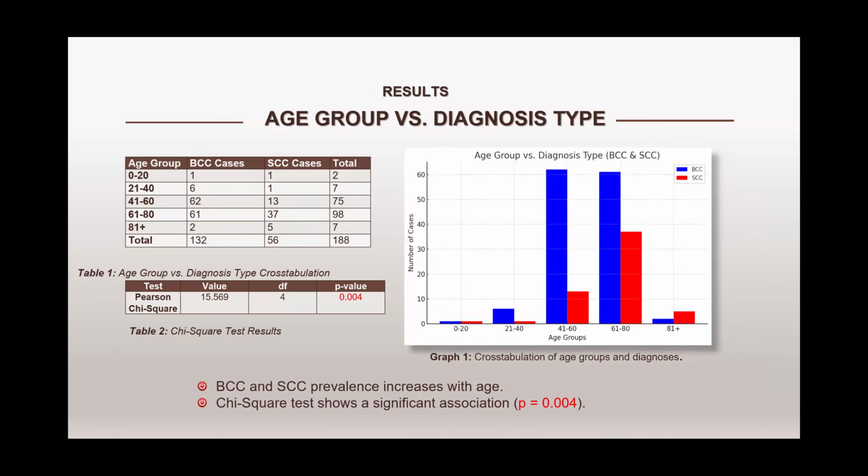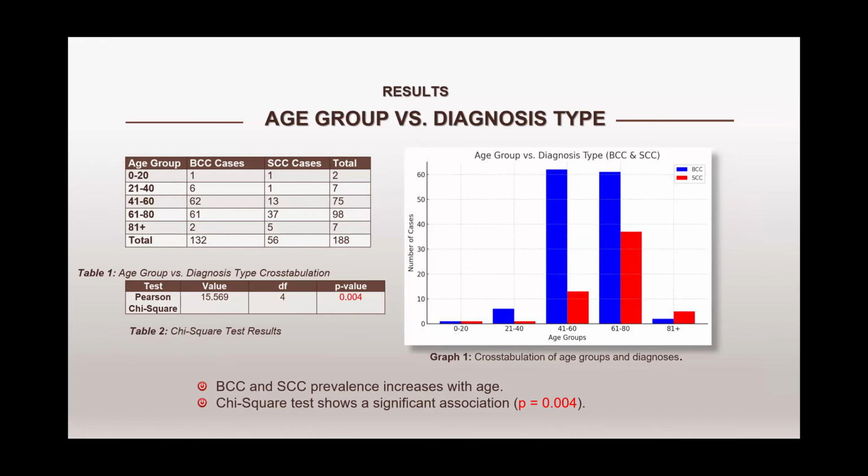Okay, this is the age group versus diagnosis types. So what do we have? From this data, we have that age may be an important factor in the occurrence and development of certain types of skin cancer, including the most common ones. So this helps to better understand the relation between age and the specific risk of specific skin cancer diagnosis.